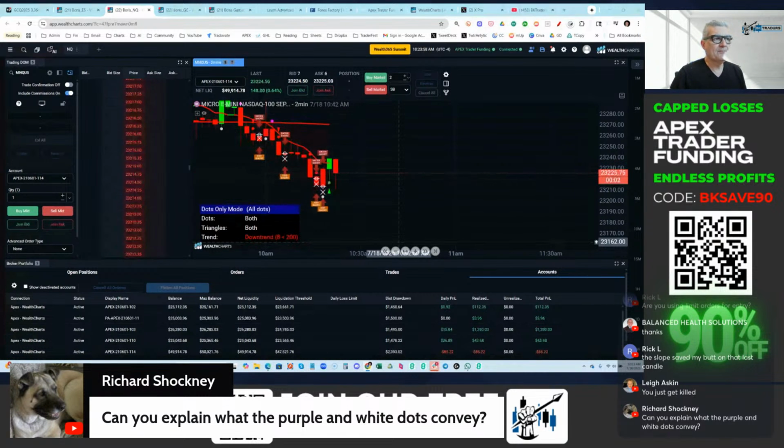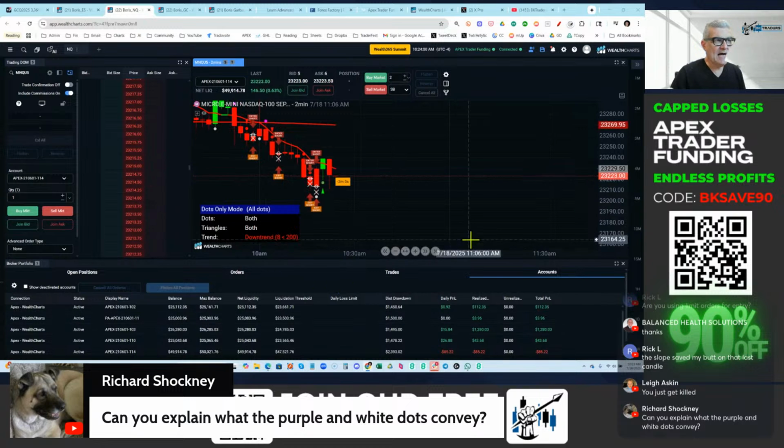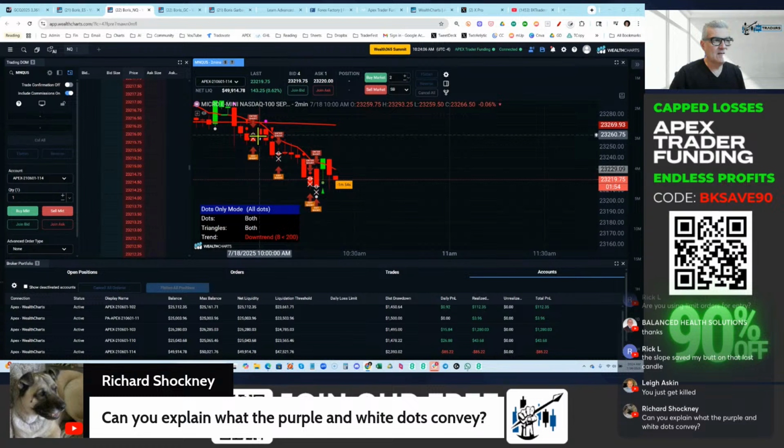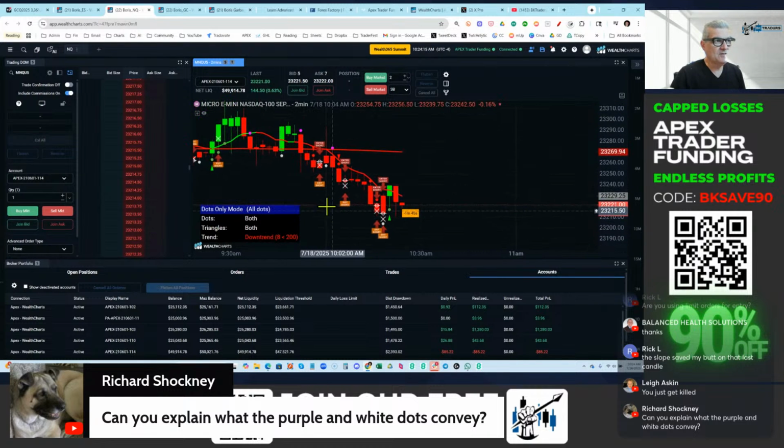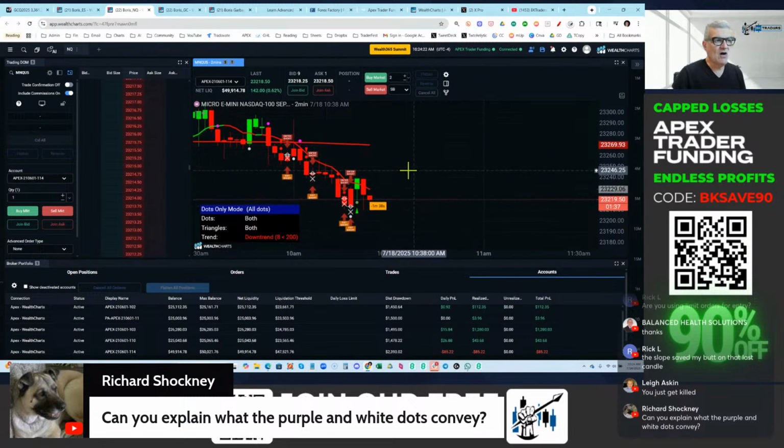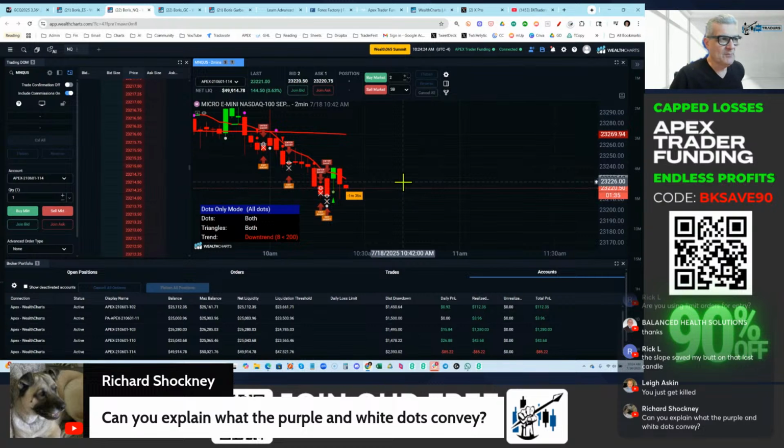Yes. A white dot is positive momentum, but coming from a lower place on the chart. So you see the last white dot, the last positive momentum dot was here. This is much lower, right? Same idea here. This is a green dot, which is positive momentum, but it's much higher on the chart. This is a white dot. So a white dot is positive momentum, but from a lower place on the chart.